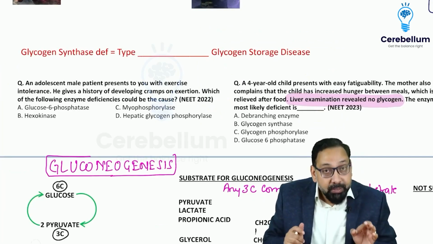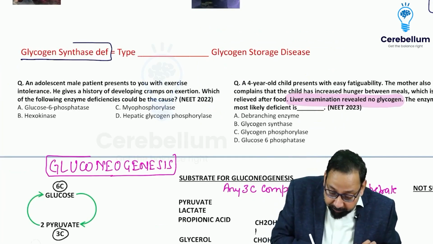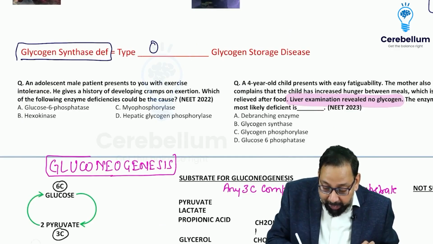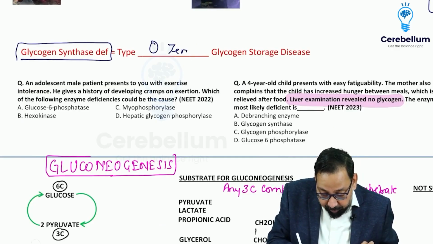A question was asked: if glycogen synthase is deficient, this is called type 0 glycogen storage disease. Type 0.